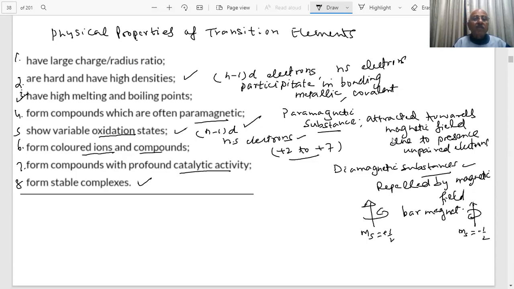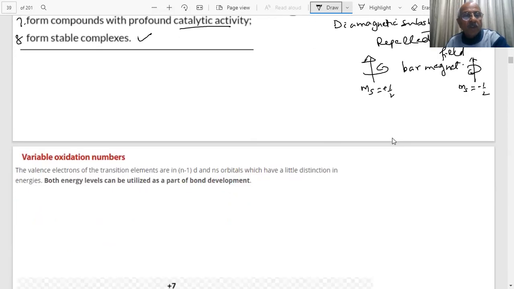These are some of the important properties of the transition metals. You note down, students. Noted. Yes, sir. Okay, we'll discuss these properties.